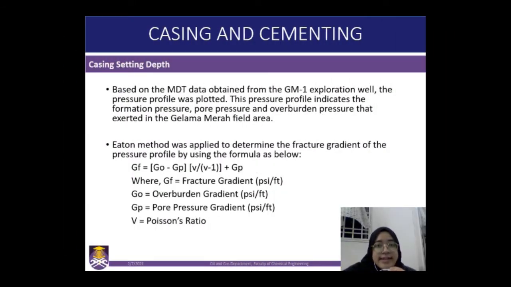In the casing and cementing, we need to calculate the casing setting depth. Based on the MDT data obtained from the GM1 exploration well, the pressure profile was plotted. This pressure profile indicates the formation pressure, pore pressure, and overburden pressure exerted in the Gelama Merah field area. Therefore, to determine the fracture gradient of the pressure profile, we will use the U-turn method, using the formula as you can see here.